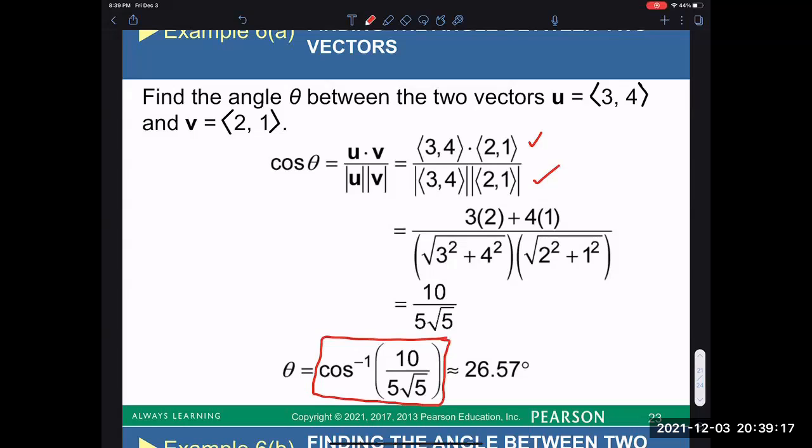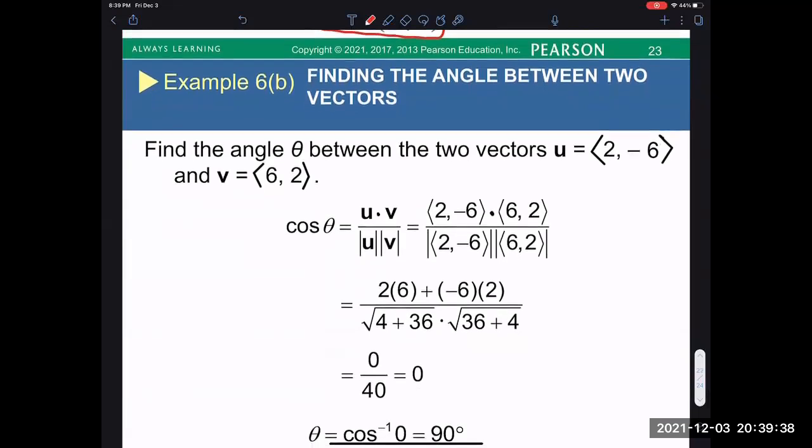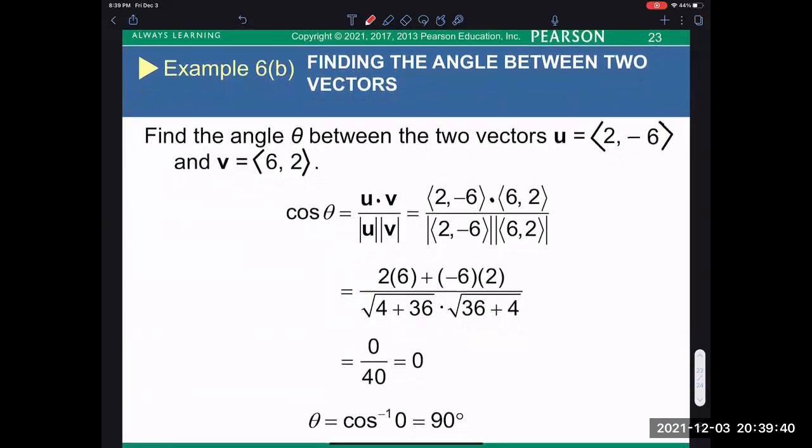And they get 26.57 degrees. And so this is very nice. Given any two vectors, you can imagine that if you have them, there's some angle between them, and this gives you a little formula to find the angle between any two vectors from this relationship. So here's another example.